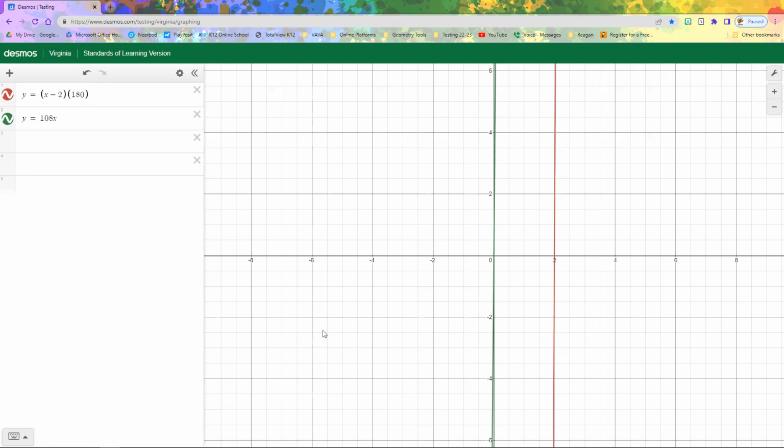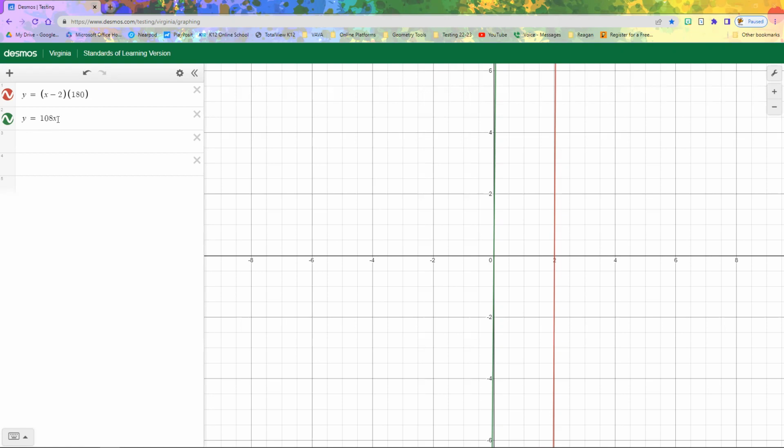What I have here is the left side of the equation entered. So I have y equals, and I put the left side of the equation, that was the n minus 2 times 180. The thing is, it doesn't like it when you use a variable that's not x. So instead of putting n, I put an x, because that's what I'm trying to solve for. Then the second equation is the right side of what I had. So y equals, and the right side was 108n. In this case, it's 108x, so that I can solve for x.